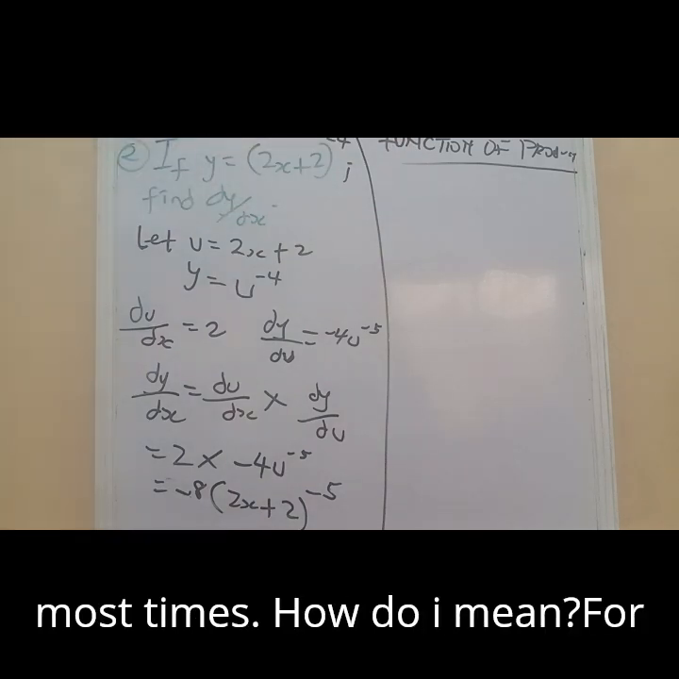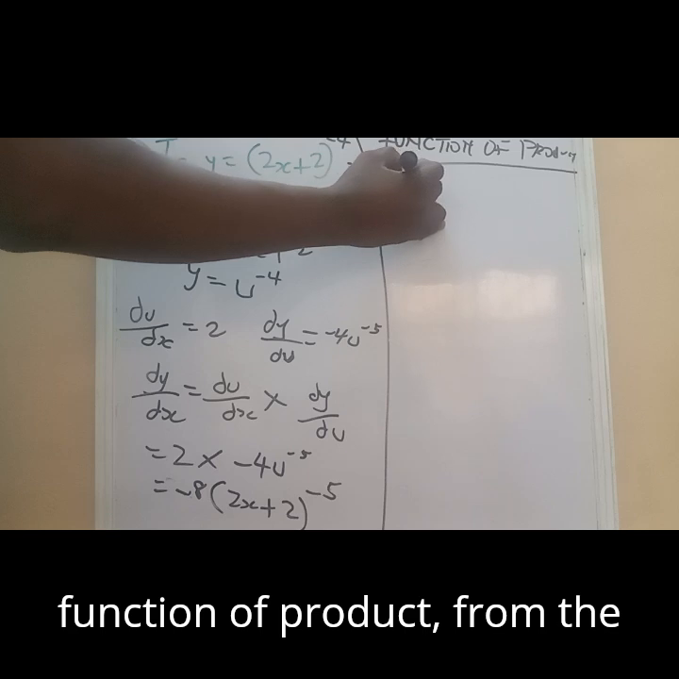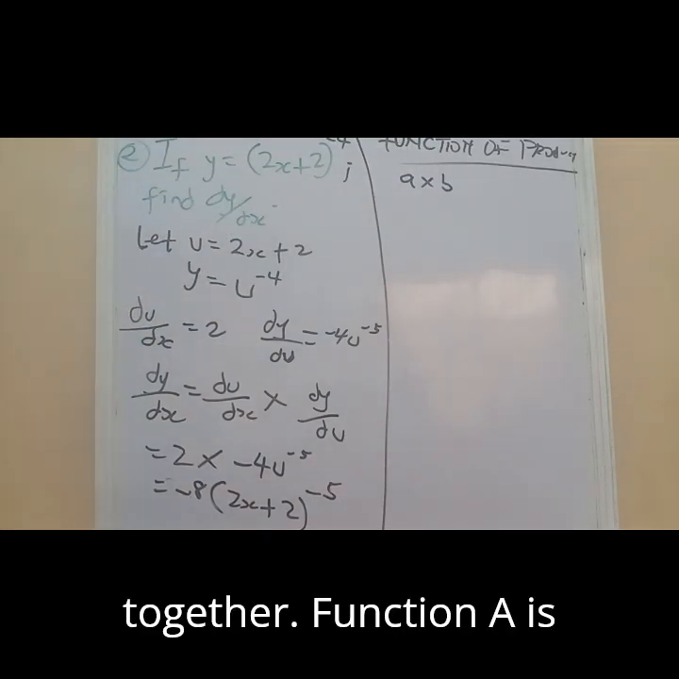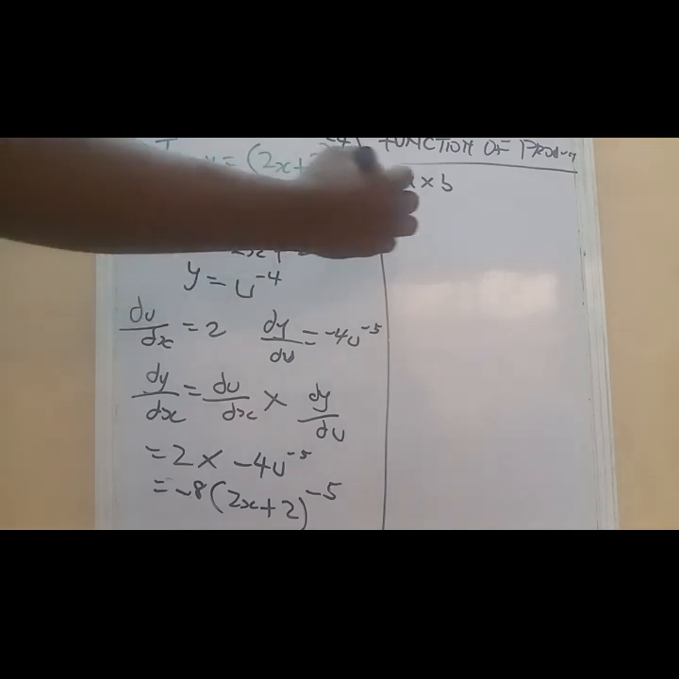For function of product, from the word product, it means you are multiplying two functions together. Function A multiplied by function B. What is the formula?